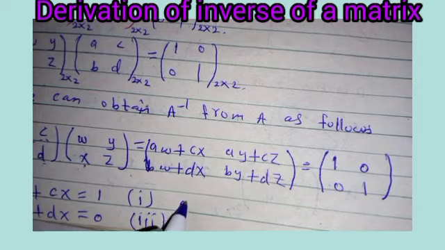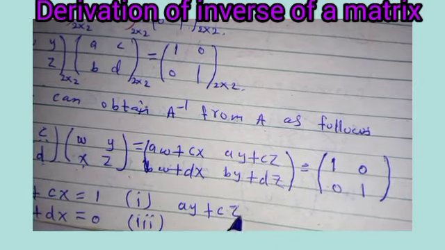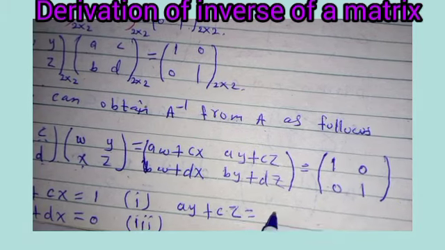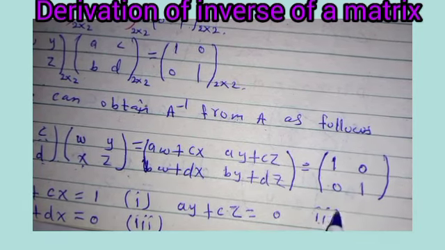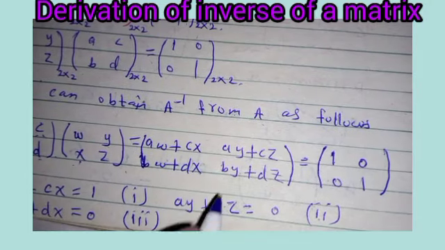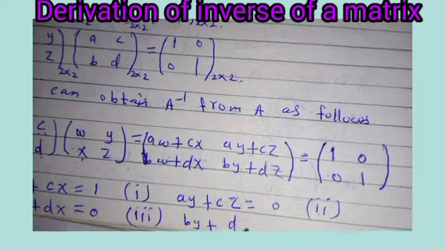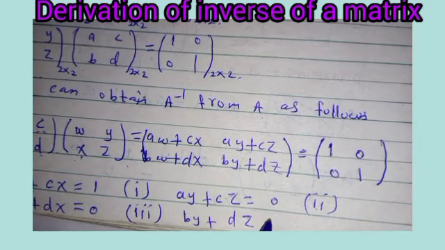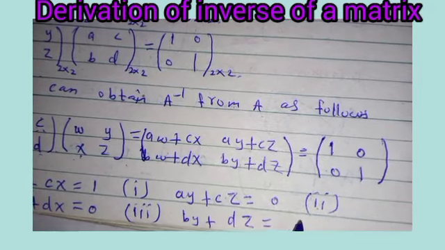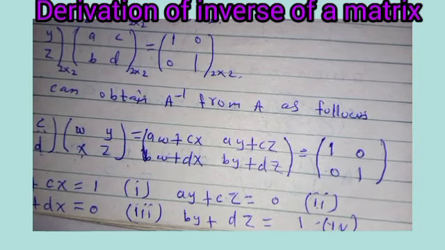Then the other one, you have AY plus CZ is equal to 0. Call this equation 2. The entry there is equal to 0. Then you have the final one, BY plus DZ is equal to 1. This element there, you call equation 4.